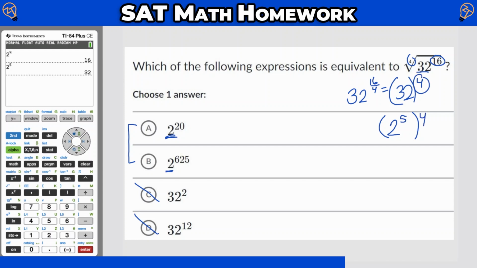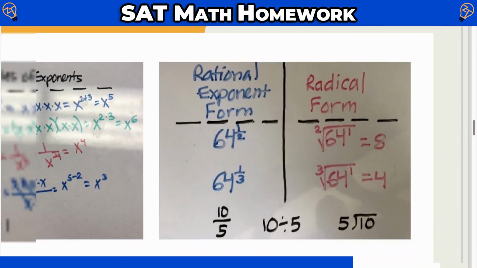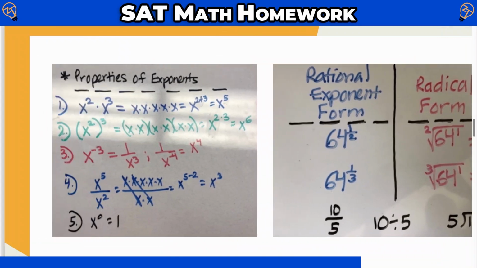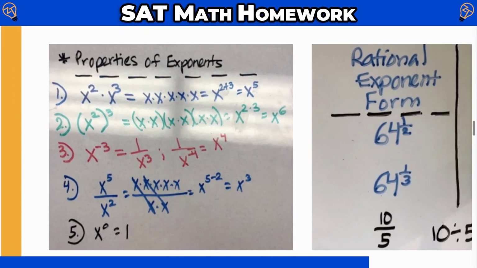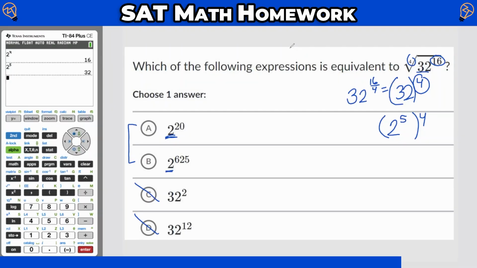And then we're going to apply our property of exponents, which is right next to the image we were just looking at. The property of exponents that we're looking at is a power to a power. And when that occurs, you simply multiply the two exponents. And if we multiply these exponents, we get 20, which matches with option A.